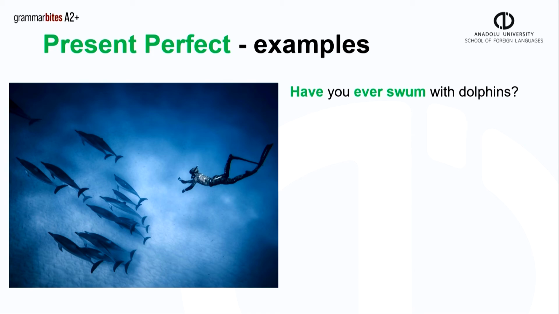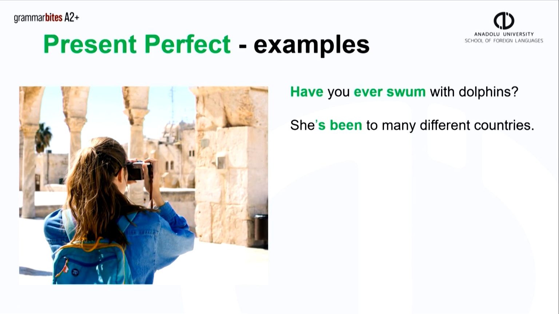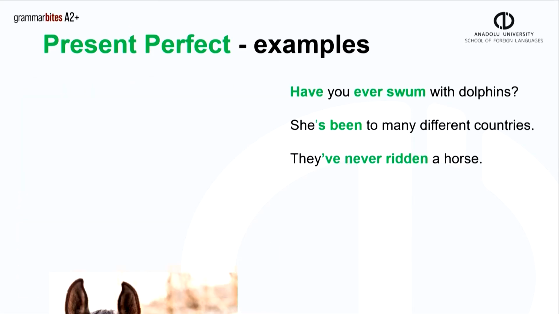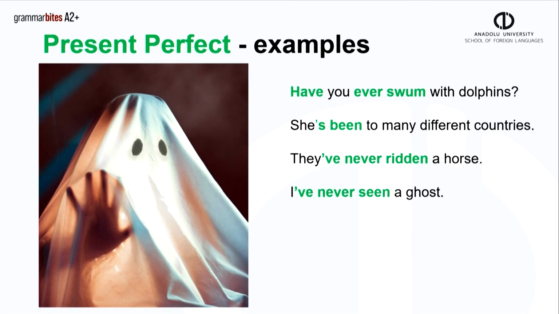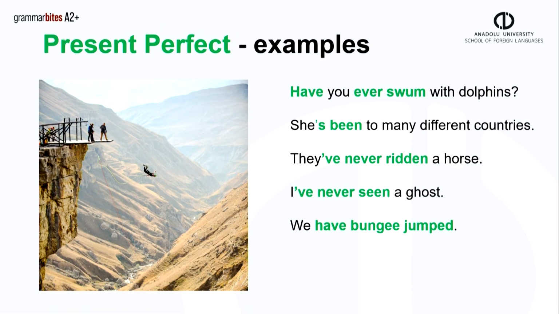Have you ever swum with dolphins? She's been to many different countries. They've never ridden a horse. I've never seen a ghost. We have bungee jumped. Again, as this is the present perfect tense, we use have, has plus verb 3.